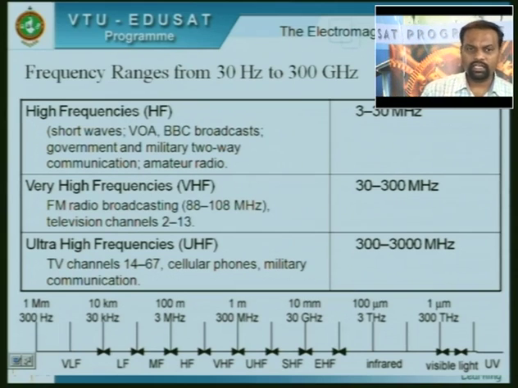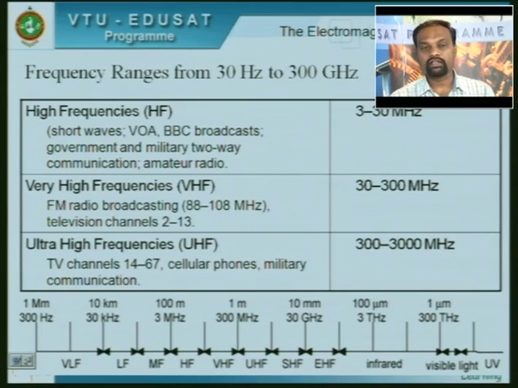Now we also have another band of frequencies called the ultra high frequencies. These are where the TV channels operate, from 300 megahertz to 3000 megahertz. That's also a very important terminology to understand, because if somebody asks what is the operating frequency of our cellular phones, mobile phones, it is in the range of 300 megahertz to 3000 megahertz. BSNL usually operates at 900 megahertz, and Vodafone operates in the range of 900 megahertz to 1800 megahertz. This is another very important factor to be remembered.